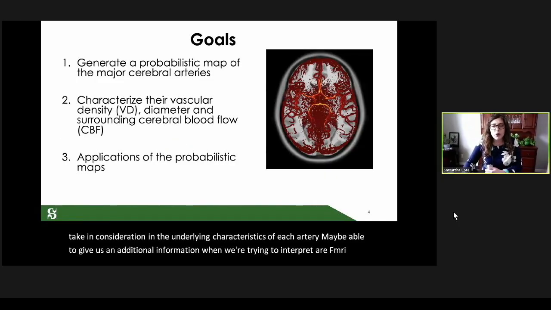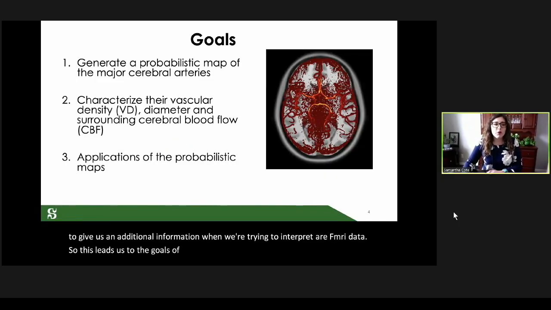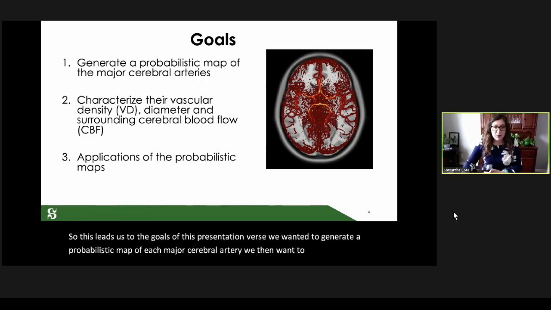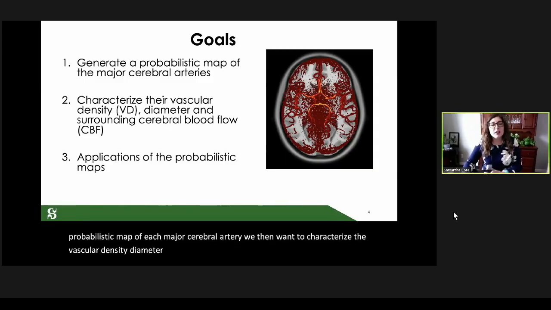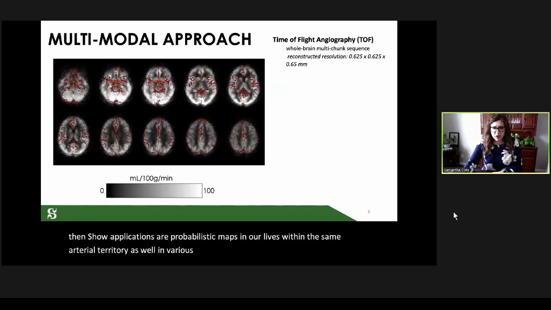So this leads us to the goals of this presentation. First, we wanted to generate a probabilistic map of each major cerebral artery. We then wanted to characterize the vascular density, diameter, and cerebral blood flow within each of the territories, and then show applications of our probabilistic maps in ROIs within the same arterial territory, as well as in various regions throughout the brain. So in order to do this, we took a multi-modal approach.